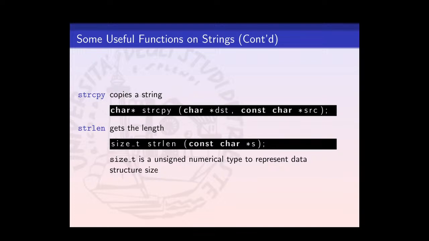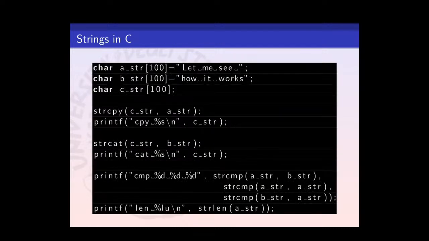So the string length function returns the number of bytes required to represent the full string. And the return type is size_t, which is a standard type used to represent the number of bits required to represent a data structure. This is it.